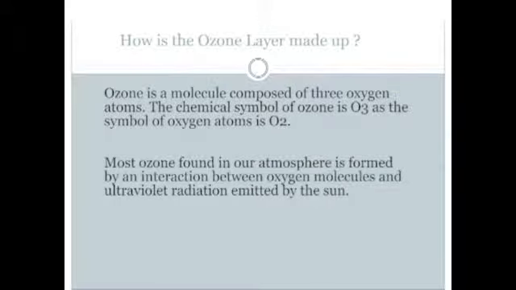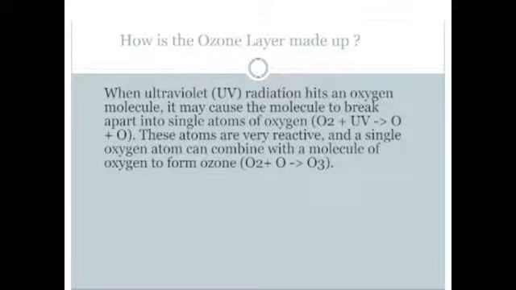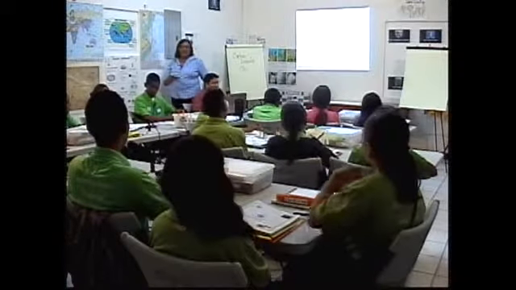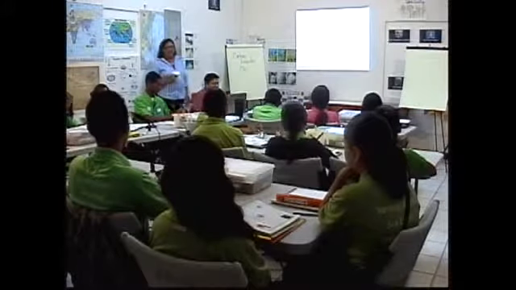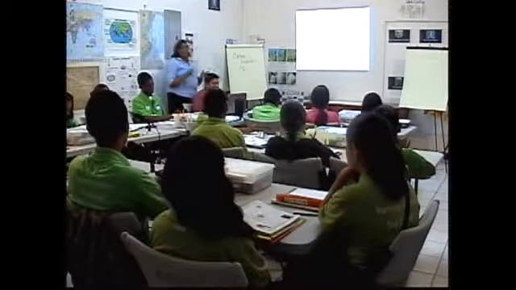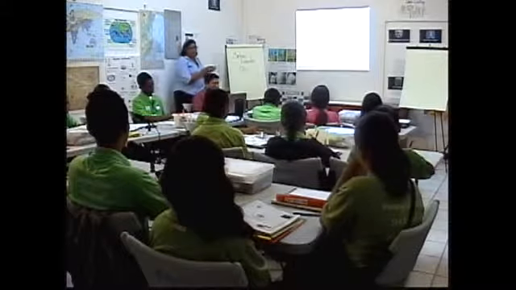Most ozone found in our atmosphere is formed by interaction between oxygen molecules and ultraviolet radiation. When ultraviolet radiation hits oxygen, the atoms will break apart from that molecule. So you have the entire molecule of oxygen, the ultraviolet radiation hits it, and because of all the interaction, they break apart. What happens after that is that these single oxygen atoms will go back and combine themselves again with the oxygen O2.